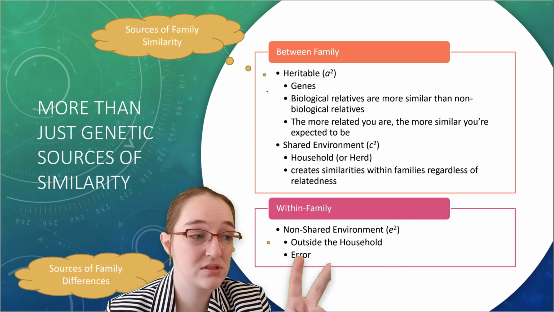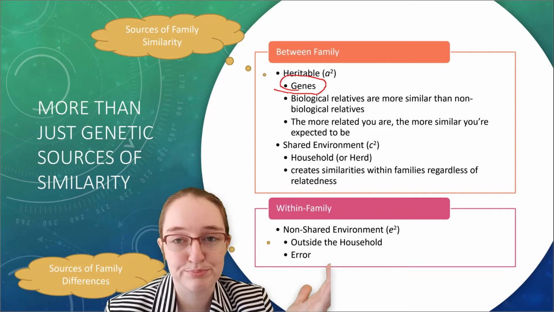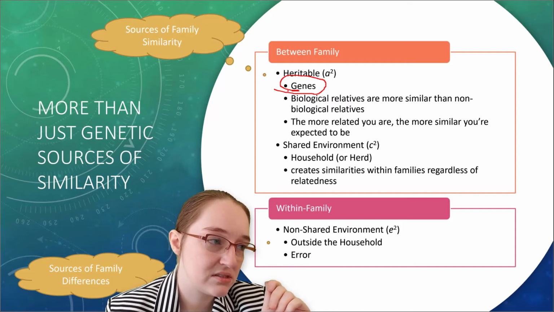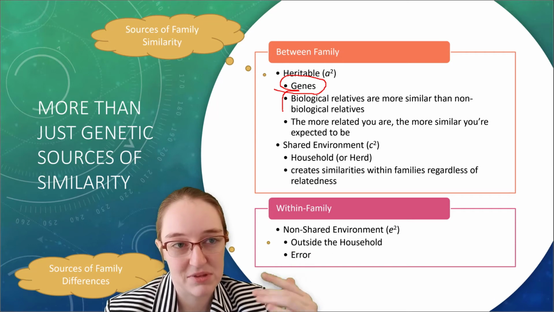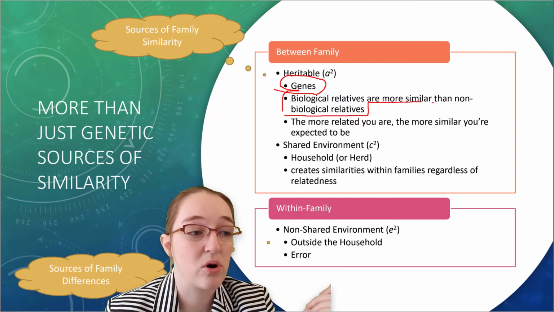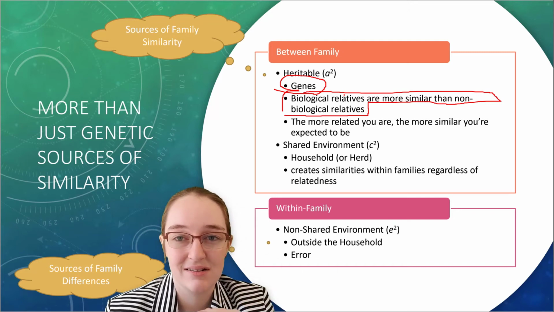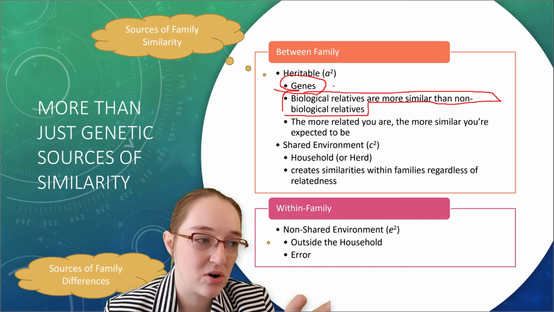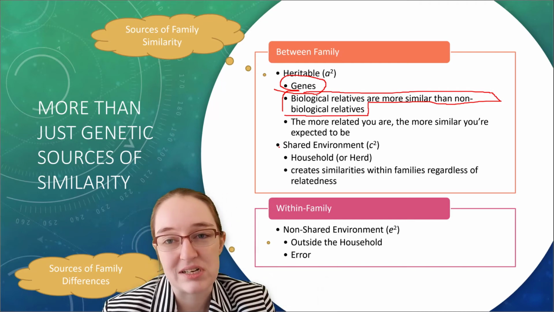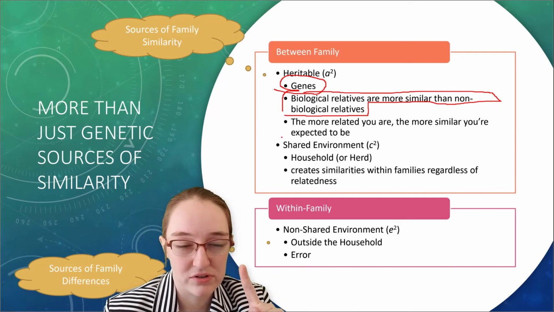family members to be more similar are, so genetic effects include genes. I literally just said genetic effects include genes. So if something is causing them to be more similar because of heritability, you would expect people who are more biologically related to be more similar than non-biologically related folks in the same home. So the more related you are, the more similar you're expected to be. First cousins are expected to be more similar than second, third, and fourth cousins, etc. That's the genetic piece.